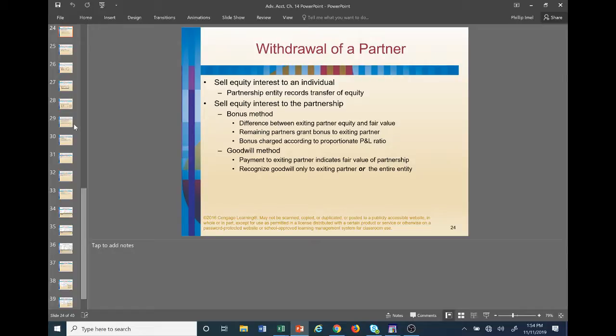Withdrawal of a partner. When a partner withdraws, the partnership agreement should be consulted to determine whether any guidelines have been established that would influence the procedure. The withdrawal of a partner requires a determination of the fair value of the partnership entity and a measurement of the partnership income to the date of withdrawal.